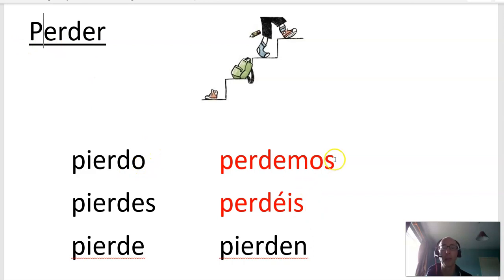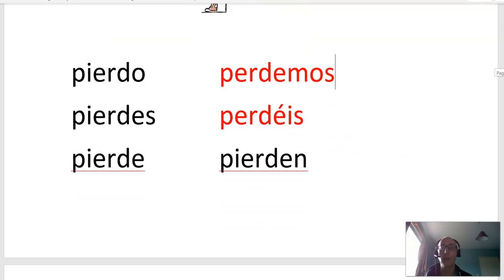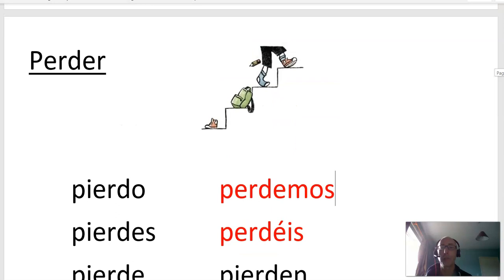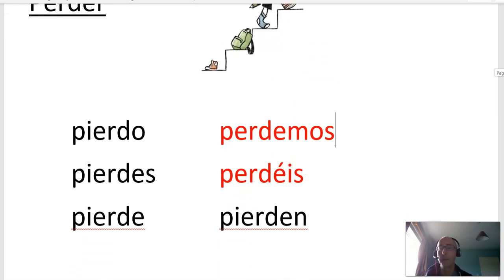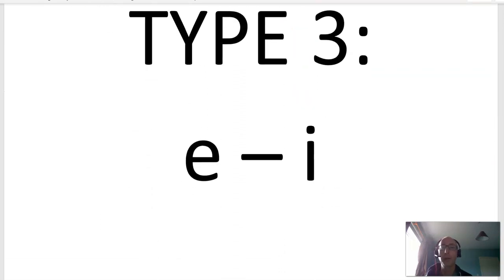Again, the same pattern. Perdemos, perdéis. Totally regular. Matches the infinitive. You have the E in the infinitive and the E here, no IE. So the pattern is the same. Again, learning verbs in Spanish is all about learning the pattern. So perder, pierdo, pierdes, pierde, perdemos, perdéis, pierden. And the last type.